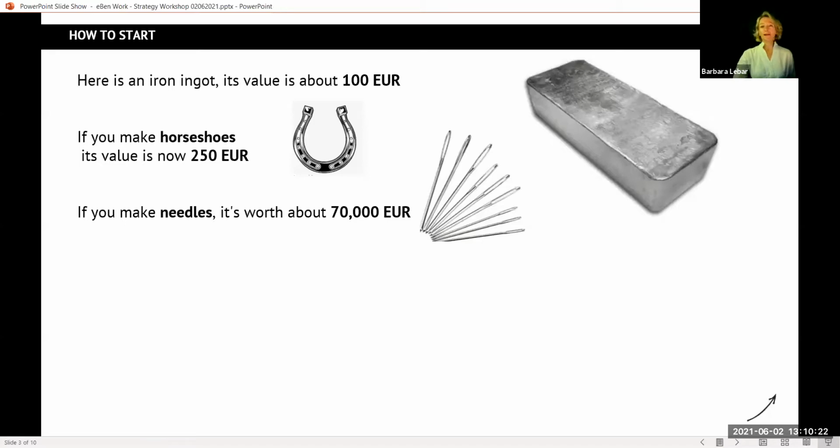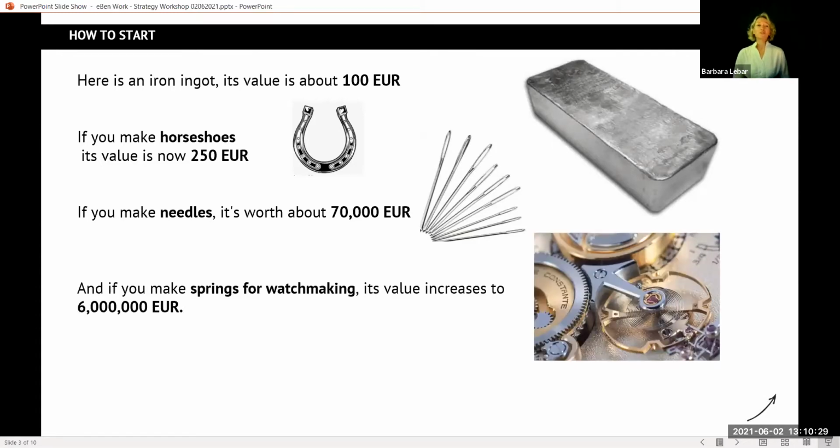But if you decide that you have expertise, that you have the right technology, and you would like to explore the area of watchmaking, and you decide to make this small piece, which is the spring for the watch, then suddenly your products would be worth 6 million euro. So much is the value added out of 1 kilo of iron.